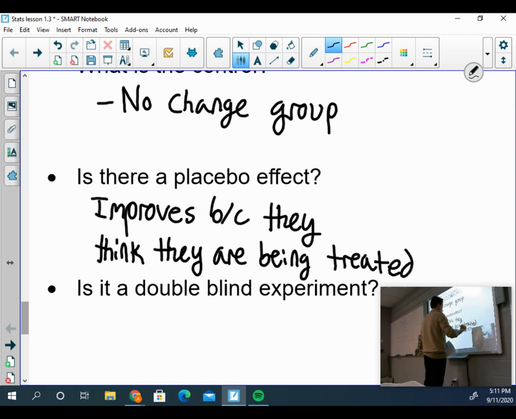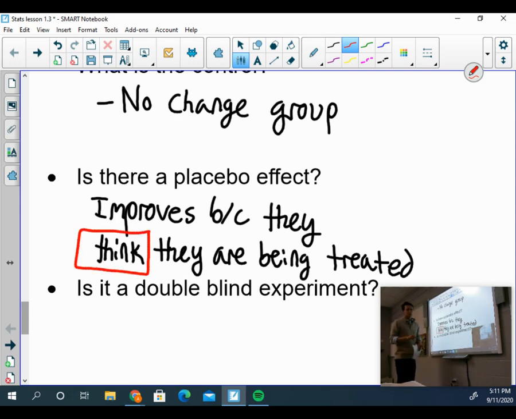This actually has to do with a control. So you improve because they, and you're going to see me box this word, think they are being treated. You see this a ton in medical studies. Let me give an example with lasers. Your book has this in it.